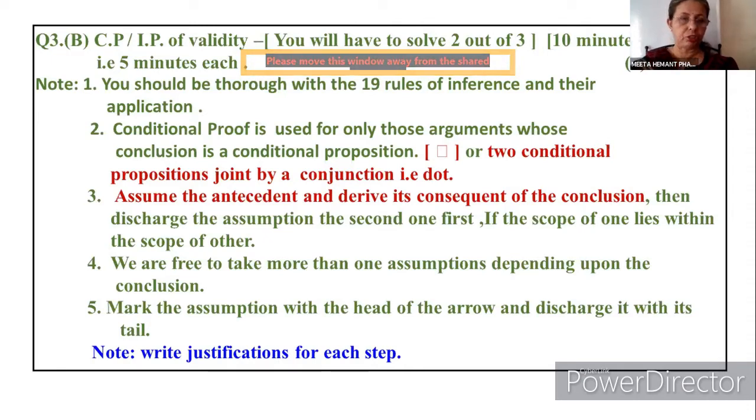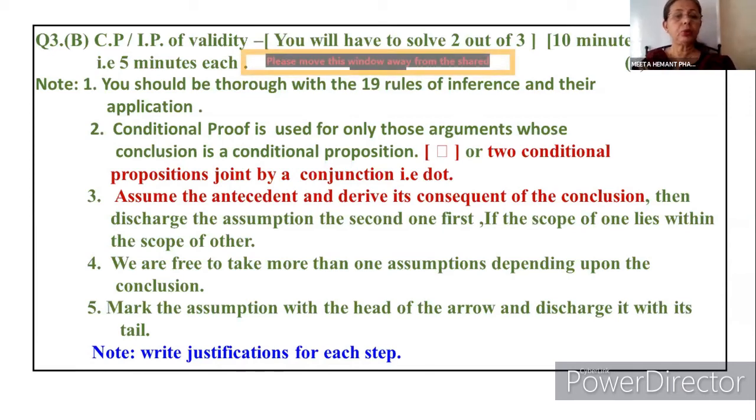Main is your application. Then the conditional proof is used for only those arguments whose conclusion is a conditional proposition. You know what a conditional proposition is, where horseshoe is the main connective. So when in the conclusion you see horseshoe, then you have to apply the CP method. Even if the conclusion has two conditional propositions joined by a conjunction, then also you have to apply the CP method. You have to note this down.